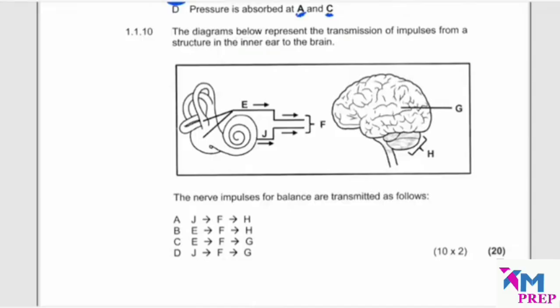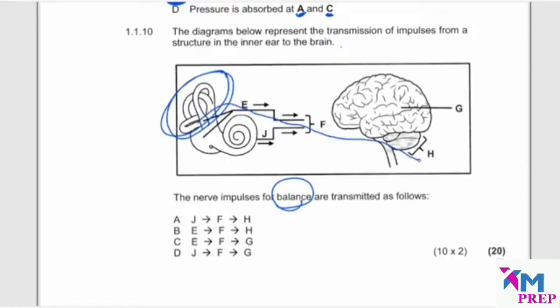All right, they are saying the diagram below is a representation of the transmission of impulse from the structure in the inner ear to the brain. Inner ear to the brain. The nerve impulse for balance. This is the keyword, balance. Meaning that I have only to focus on this route.